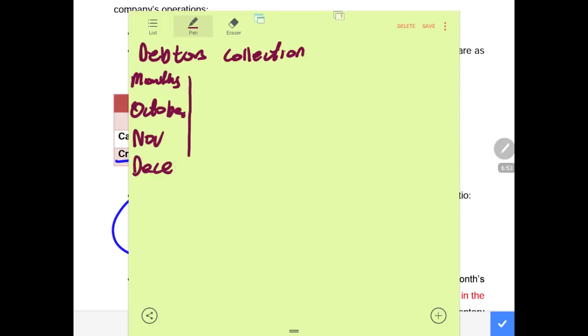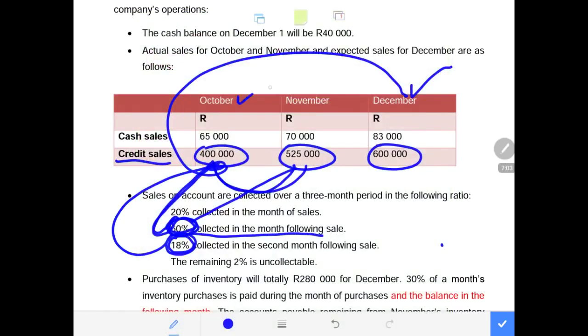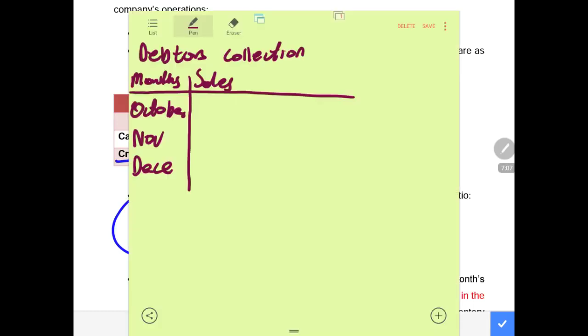Then now I draw a line here. This is where my month goes. Then I need to know the sales for each of these months. Remember, October, November, December are the sales months, meaning October, November, and December. These are the given months that I've just recorded down here.